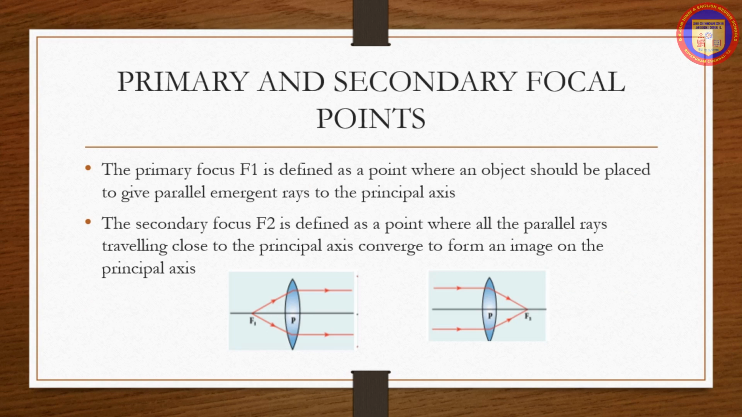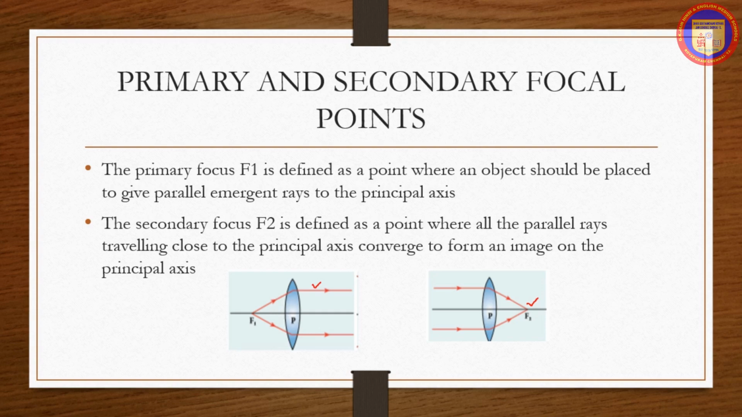As the thin lens is formed by two spherical surfaces, the lens may separate two different media. That is, the media to the left and right of the lens may be different. Hence, we have two focal lengths. The primary focus F1 is defined as the point where an object should be placed to give a parallel emergent ray to the principal axis. The secondary focus F2 is defined as the point where all the parallel rays travelling parallel to the principal axis converge to form an image on the principal axis. That is shown in the diagram.